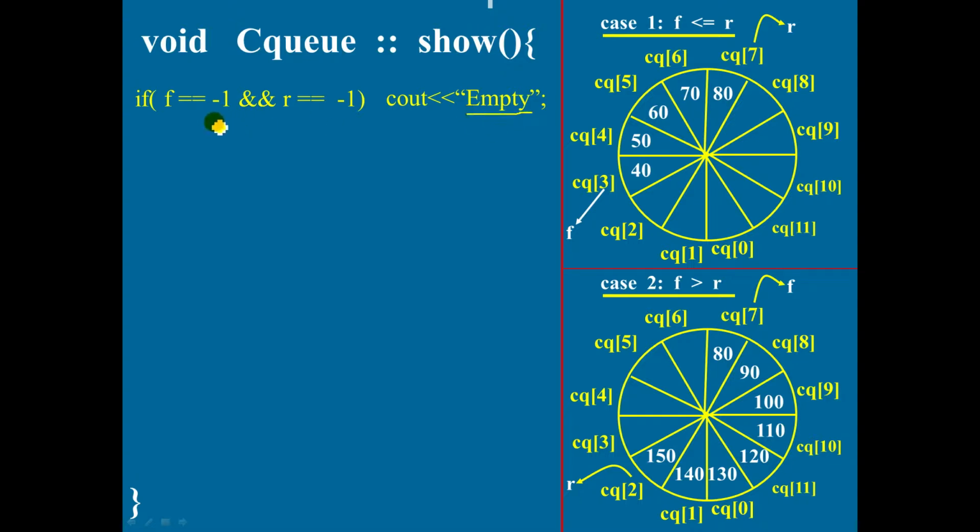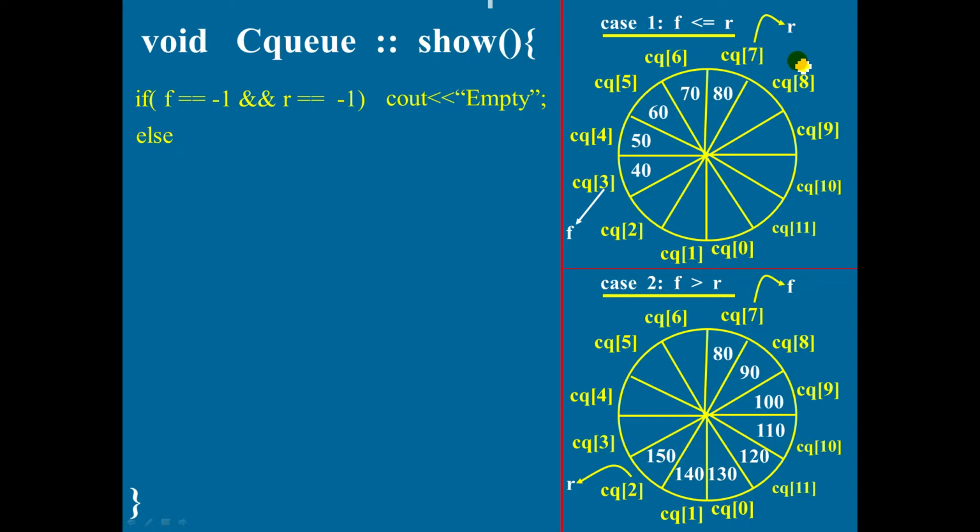Now to write the code for show function, the first point, if the circular queue is empty, just display the message empty. So if f equal to -1 and r equal to -1, meaning circular queue is empty, you cannot display the elements, so simply write empty. Else you can display all the elements.